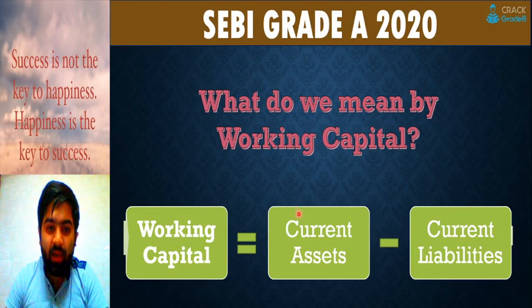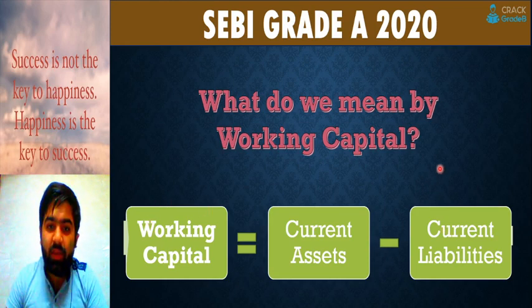I can explain it with an example also. Like we have current assets of 1 lakh rupees and 50,000 current liabilities, so working capital equals 1 lakh minus 50,000, which equals 50,000. So our working capital is 50,000. Likewise, if we increase current liabilities from 50,000 to 70,000, then 1 lakh minus 70,000 equals 30,000. So working capital has decreased.